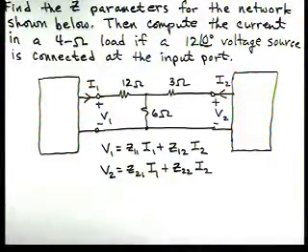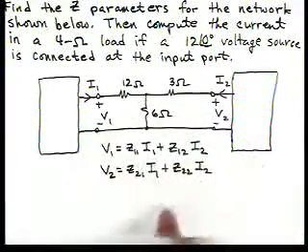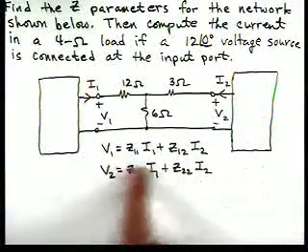Okay, in this problem we're asked to find the Z parameters for the network shown below. Once we find the parameters, we want to compute the current in a 4 ohm load if a 12 at angle 0 voltage source is connected to the input port. So here's our 2-port, here's the ports label, here are the Z parameters.